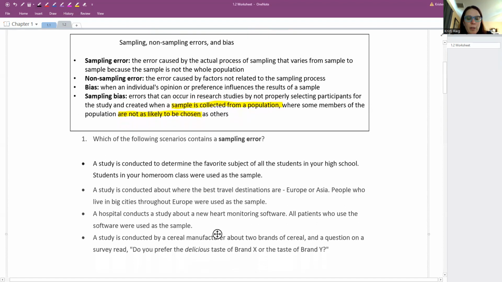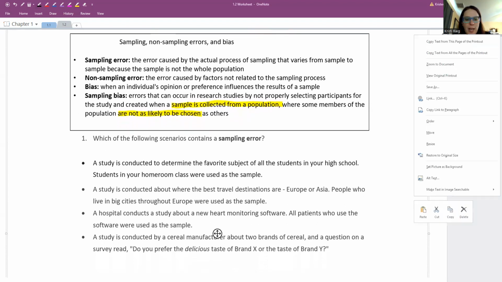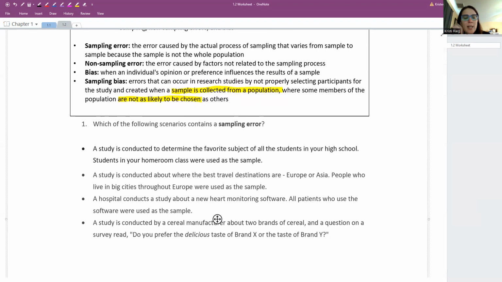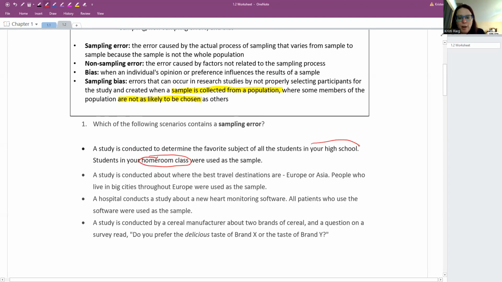Okay, so which of the following contains a sampling error? The first one says, a study is conducted to determine the favorite subject of all the students in your high school. Students in your homeroom class were used as a sample. All right, so this is not sampling error, because the problem is that the sample, which is our homeroom class, is not representative of the whole high school.